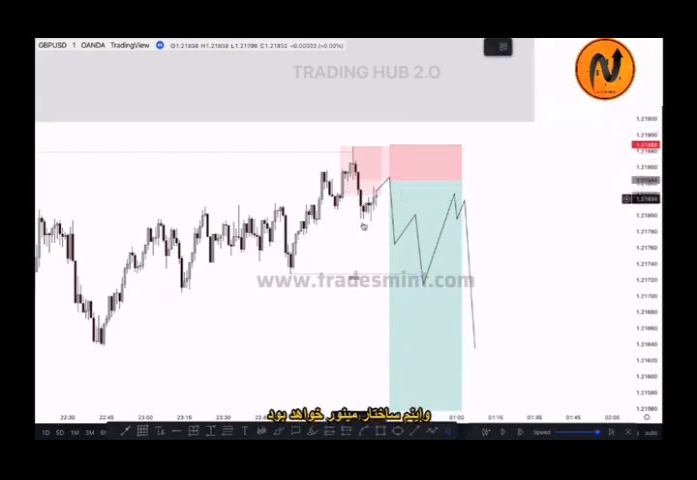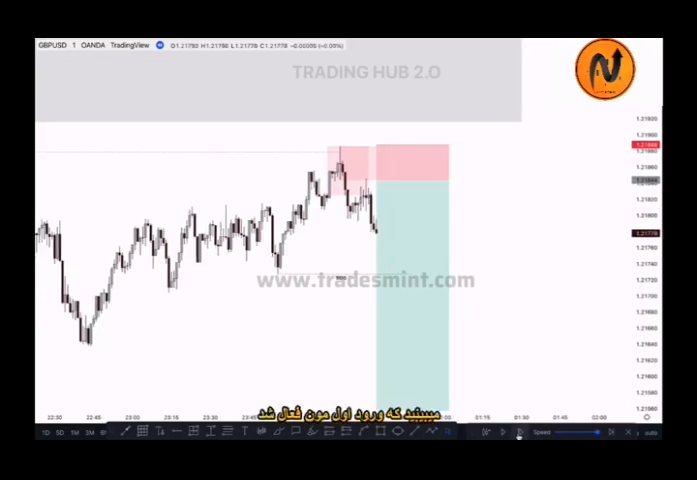And this is our minor structure. In this case, this becomes our first inducement. Correct. I hope you understand what I'm trying to say, because this is very important. Now let's see what happened next.